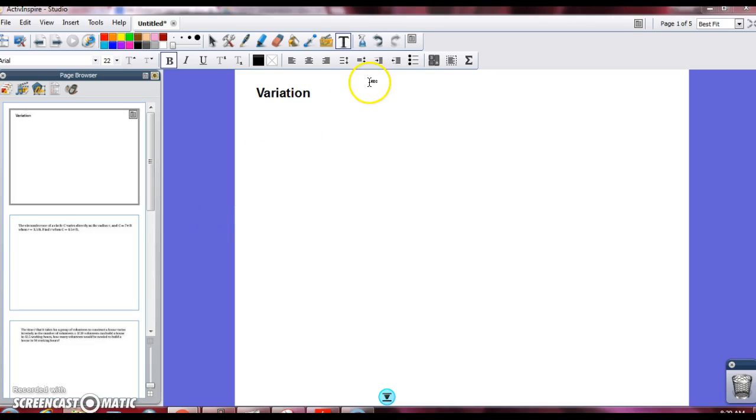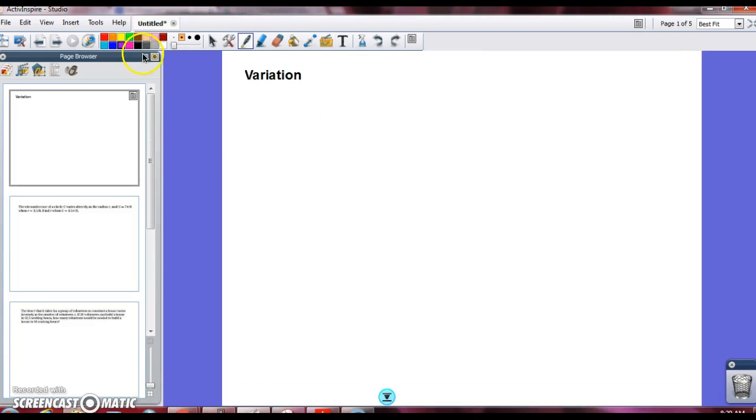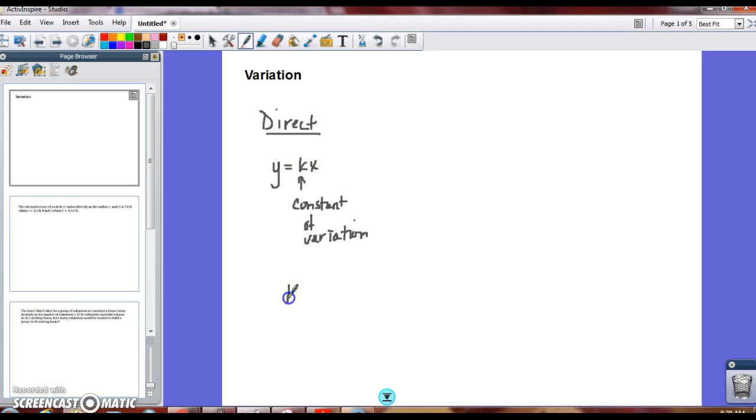Yesterday when we were talking about variation, we said when you are dealing with direct variation, we would use the equation y is equal to k times x, where k is our constant of variation. If I'm trying to solve for k, I divide both sides by x, and I end up with y over x. That's how I would solve for k.